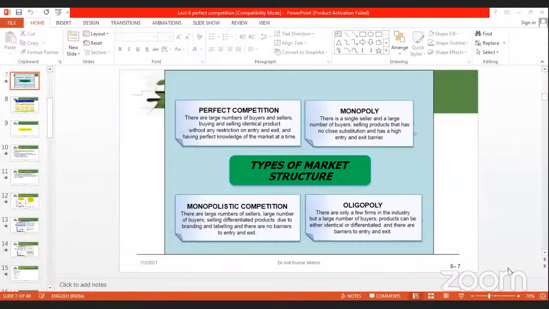Price and output determination under perfect competition. Okay, I think it's visible to all.